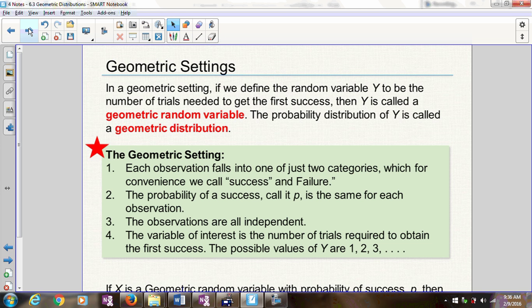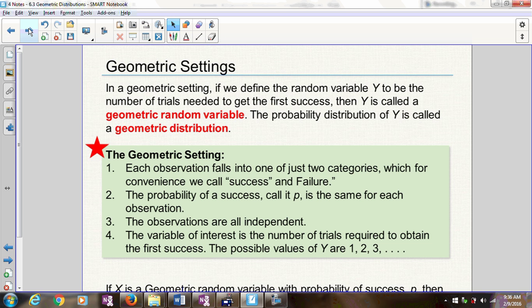So the first one, again, is observations fall into 2 categories, either success or failure. The probability of success, same as before, we're going to call it p, and it must be the same for each observation. The observations must all be independent. So the 4th condition for a binomial was that there were a fixed number of trials. The geometric setting does not have that condition. Instead, the random variable is defined as the number of trials it takes to get one success. So no matter what, every outcome includes one success because we're going to keep performing trials until we get one.